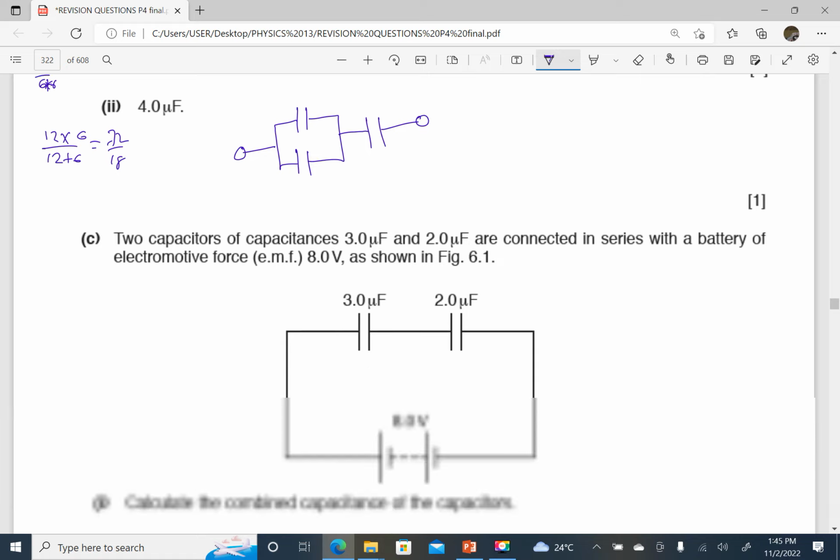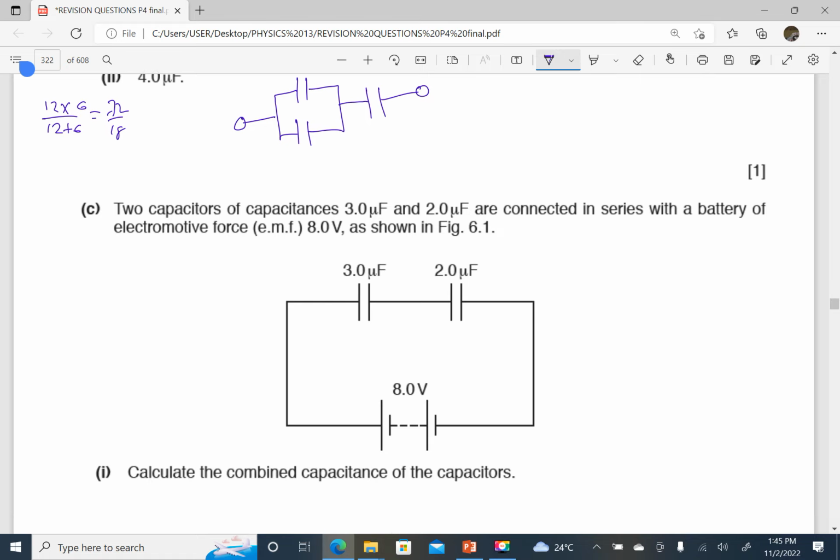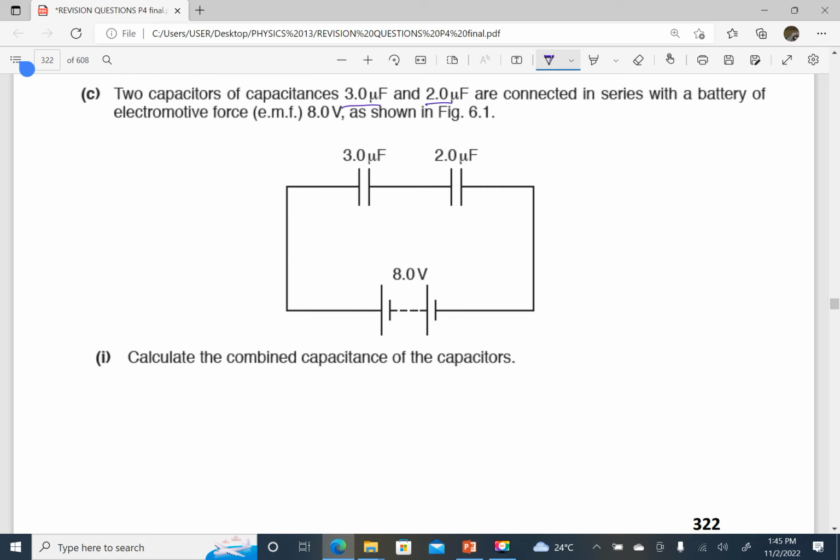But see, 2 capacitors of capacitance 3 microfarads and 2 microfarads are connected in series with a battery of EMF 8 volts as shown here. Of course, they're in series.